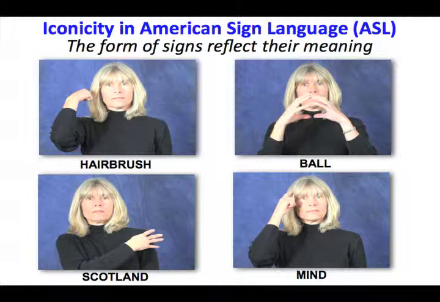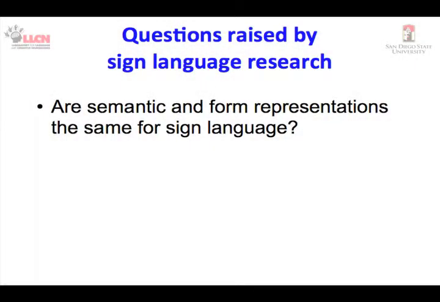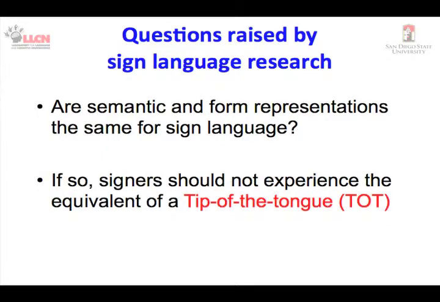And then the sign for the mind or the brain, you're pointing to the mind or the brain. Now, because form is very often not independent of the meaning, does this lead to fundamental differences in the way that meaning and form are represented compared to spoken languages? So one question is, are semantics and form really conflated or the same in sign languages because of this iconicity? If that's the case, then there's an interesting prediction, which is that signers should not experience the equivalent of a tip of the tongue experience.